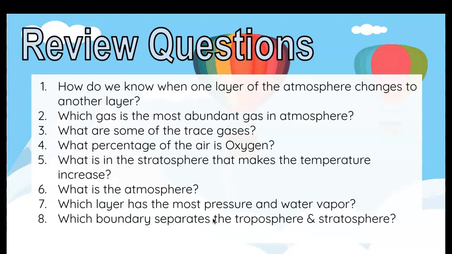So if you're looking at the boundary between the troposphere and the stratosphere, you use the prefix of the layer below the boundary. So troposphere would be on the bottom between troposphere and stratosphere. So it would be the tropopause that separates the troposphere from the stratosphere. If you're looking at what separates the stratosphere from the mesosphere, it would be the stratopause. Okay.